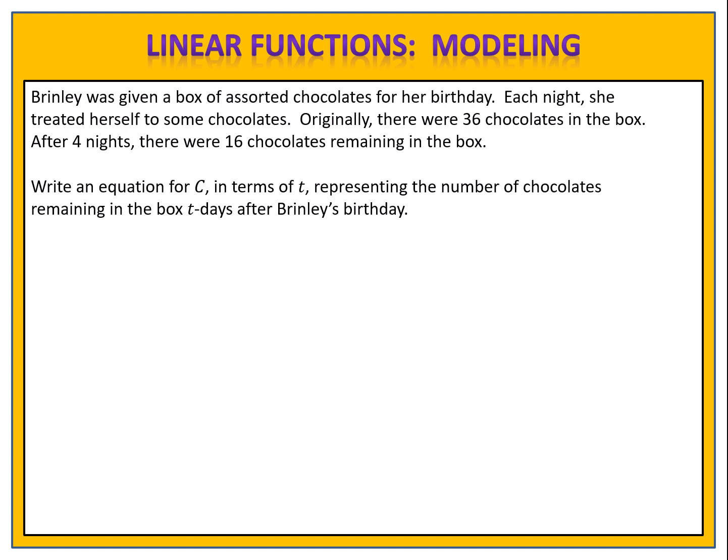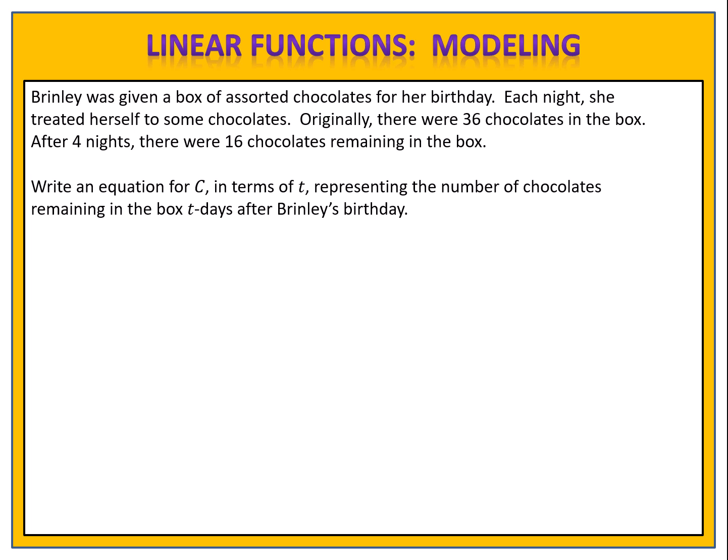In our first exercise, Brinley was given a box of assorted chocolates for her birthday. Each night, she treated herself to some chocolates. Originally, there were 36 chocolates in the box. After 4 nights, there were 16 chocolates remaining in the box. Write an equation for C in terms of T representing the number of chocolates remaining in the box T days after Brinley's birthday. This scenario assumes that Brinley is eating the same number of chocolates each night.